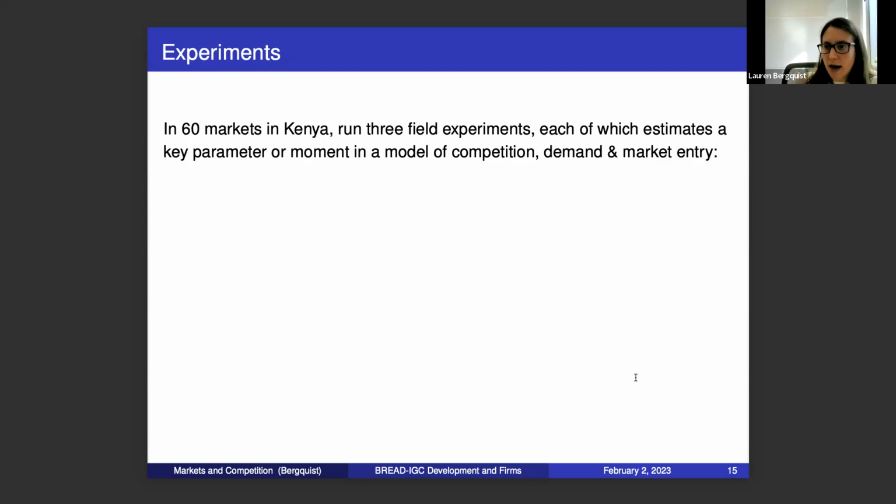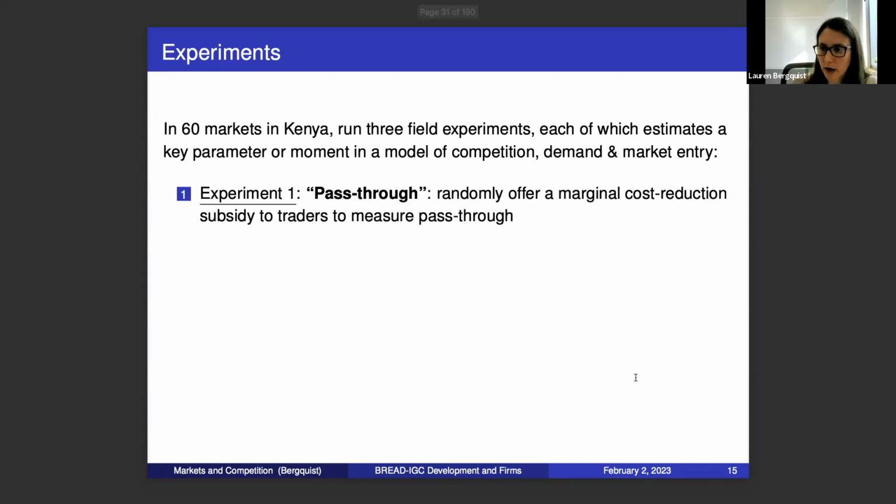I'll tell you more detail about the experiments in a bit, but before I get into the theory, I want to give you a very high level understanding of the experiments because they map to the theory pretty closely. So we work in 60 markets in Kenya. We run 3 field experiments, and each of these experiments estimates a key parameter or moment in a model of competition, demand, and market entry.